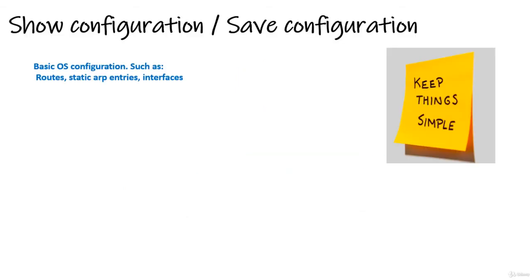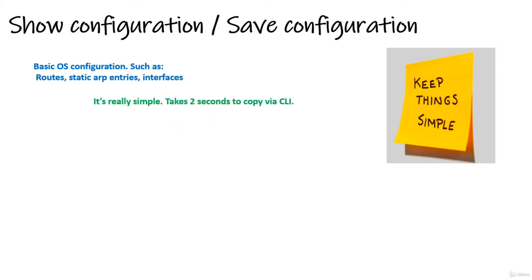The next thing you can do to increase your backup skill in a Checkpoint environment is perform commands like the first one, show configuration, and the second one, save configuration. You do it all via the command line, you just type show configuration. It has things like routes, static ARP entries, interface configuration, and simple things like that. Look at the picture here. Keep things simple.